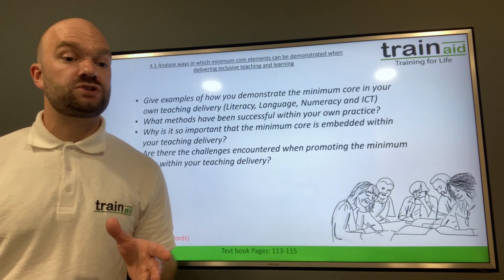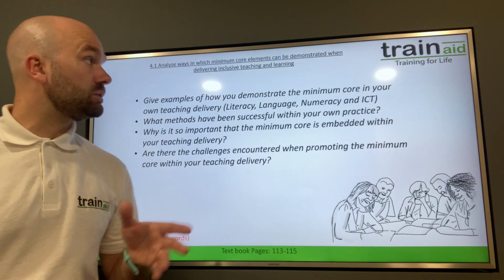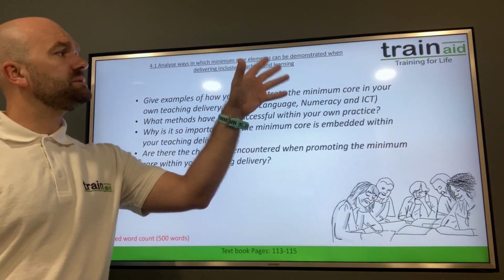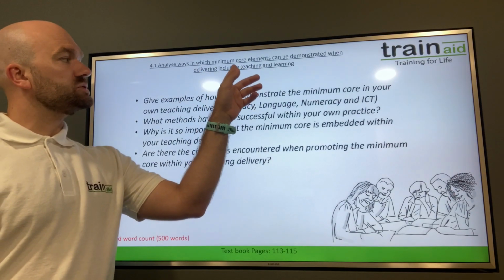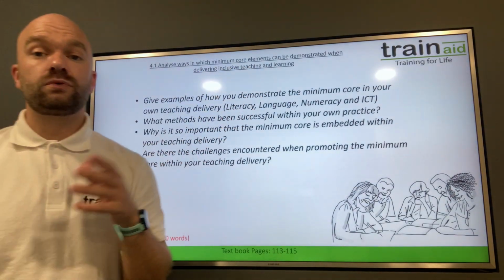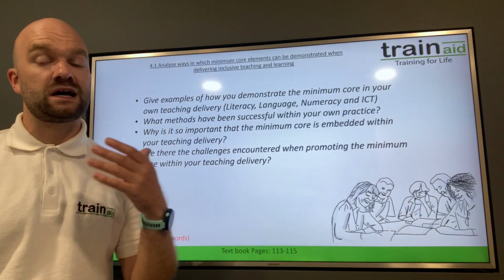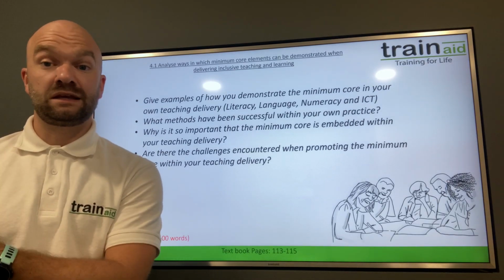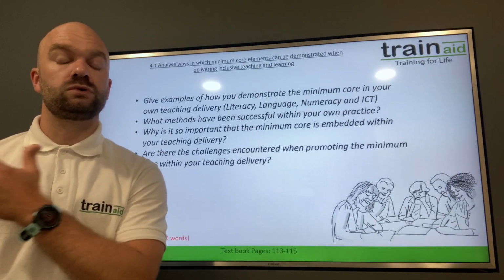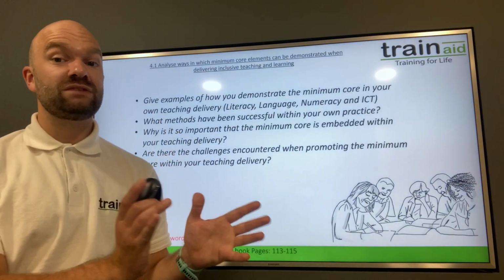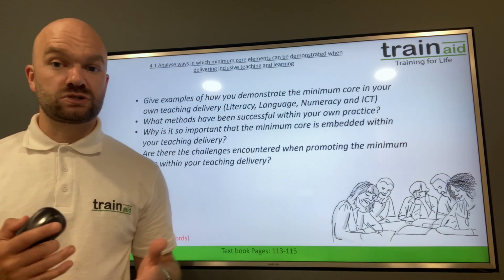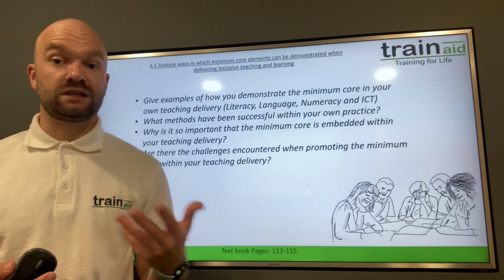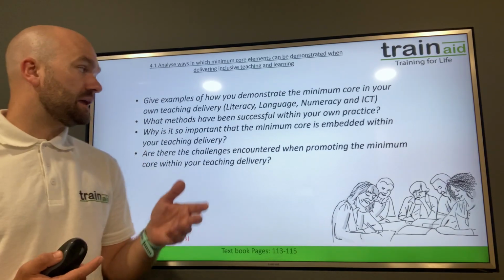Our final question within this assignment video is reflecting on 4.1. This is to analyse ways in which minimum core elements can be demonstrated when delivering inclusive teaching and learning. In our previous assignment videos, we looked at the minimum core within planning, and how you demonstrate that within your planning as a teacher, planning schemes of work, for example. Now we are looking at the minimum core within delivery. So how do you deliver elements of the minimum core? How do you show that you're a competent teacher in terms of delivering the minimum core? So we're going to be looking at that.